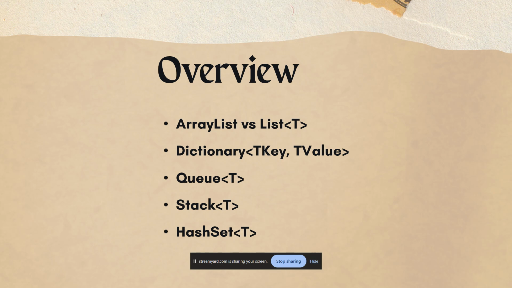Before we dive into each collection, let's take a quick overview of what we will be covering today. We will compare ArrayList and List, look at Dictionary for key value pair storage, and explore the Queue and Stack collections for different ordering strategies. We will also discuss the HashSet, which ensures unique elements in a collection. Let's break this down one by one.